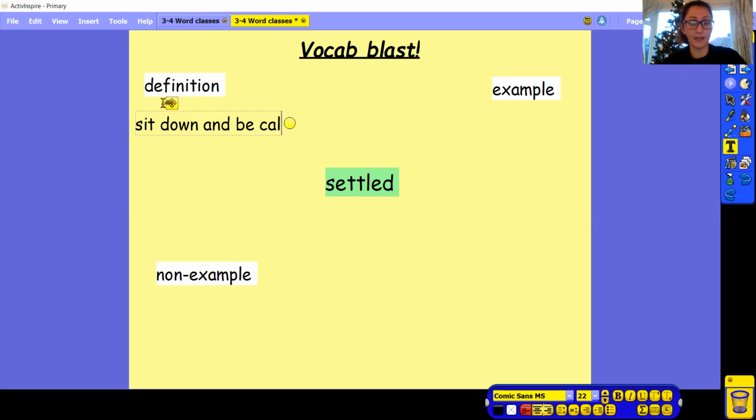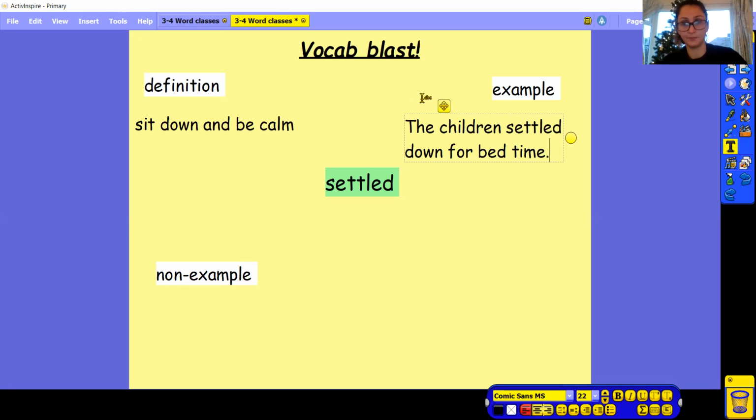Okay, so if I tell you to settle down, it means that you need to calm down, you need to stop being excitable. So for example of this, I've already sort of given you one, haven't I? But we'll think of a different one. So the children settled down for bedtime. Okay, so that means that the children are calming down.